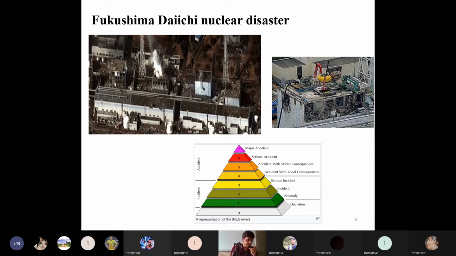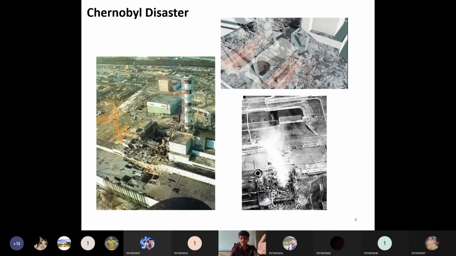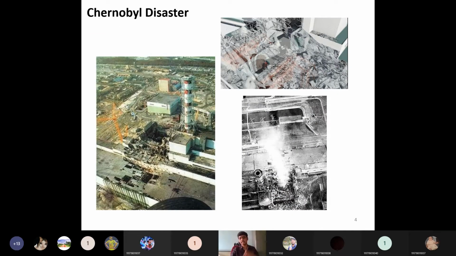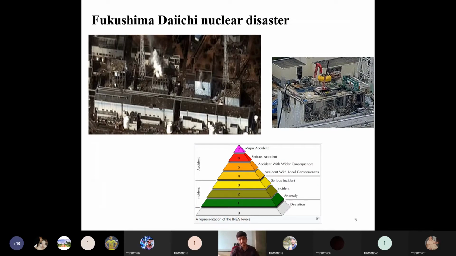So the Fukushima Daiichi nuclear disaster, which happened in 2011 in Japan, has been classified as a major accident by the IAEA, a level 7 accident. This was the major accident after the Chernobyl disaster of 1986. After 1986, this was the major accident which happened in 2011.